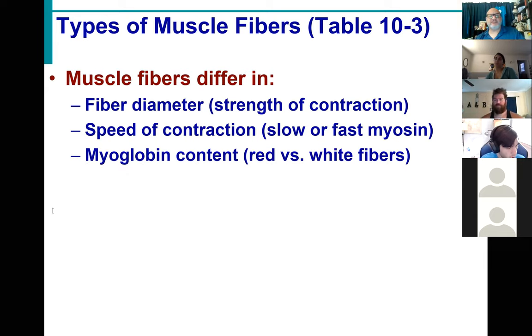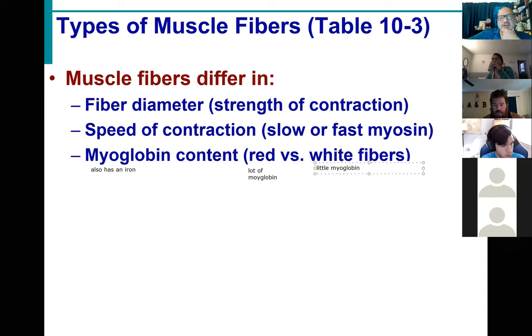Well, myoglobin works in a similar way. Myoglobin also has an iron. And when the oxygen binds to that iron, it can give it a reddish color in that same way. So muscle cells can vary in the amount of myoglobin they have. And if they have a lot of myoglobin, then they will take on a very reddish color. Where if they have very little myoglobin, the muscle cell will take on more of a whitish color.